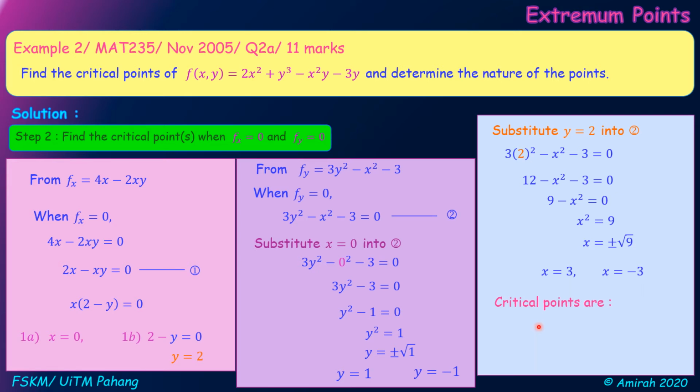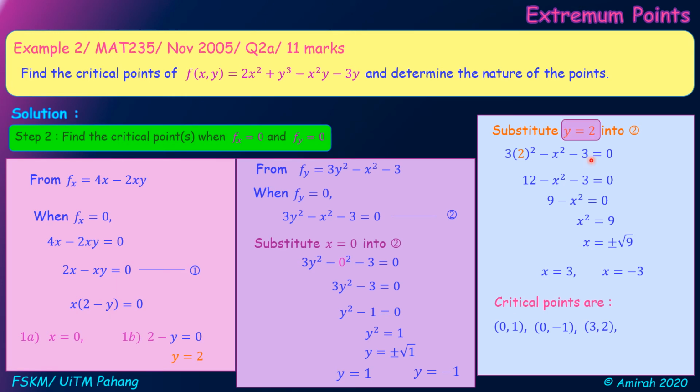Then we can find the critical points. The critical points, point here means we need to write in terms of coordinate. When we have x equals to 0, we get y equals to 1. So the first critical point is 0 and then 1. And then when x equals to 0, y equals to negative 1. So the second critical point is 0, negative 1. And then when y equals to 2, x equals to 3. So the third critical point is, we write variable x first and then y equals to 2. So the coordinate is 3, 2.